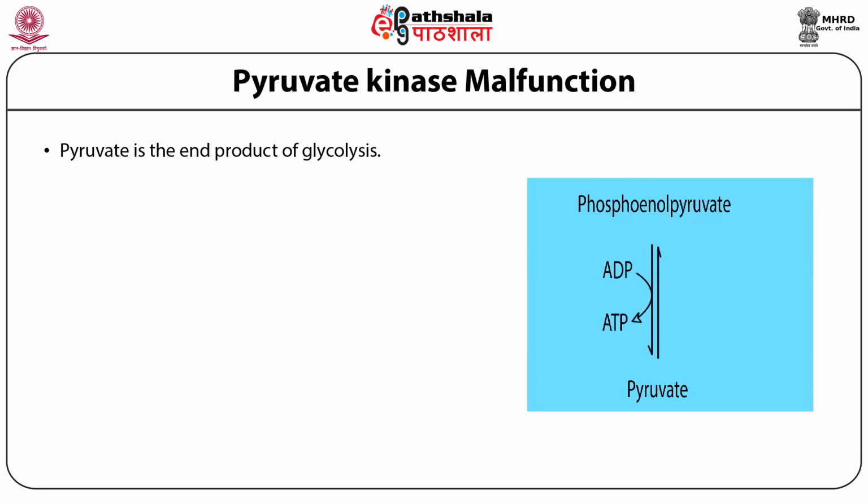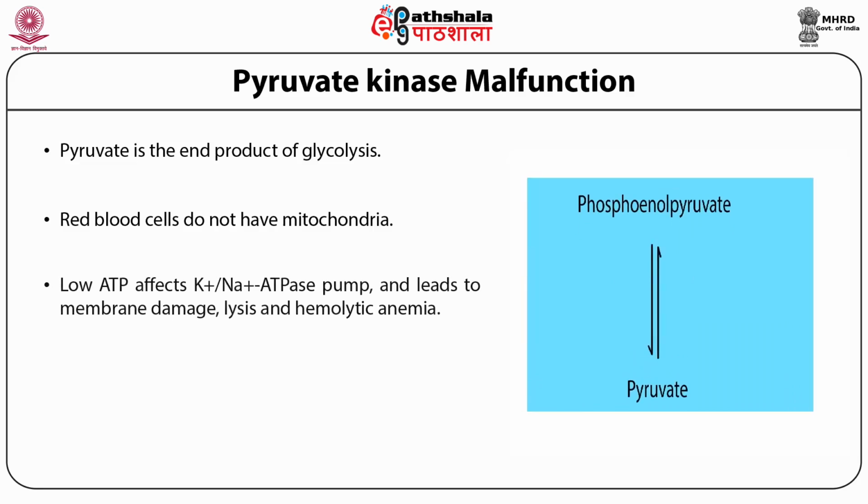Pyruvate kinase deficiency occurs. In red blood cells, there are no mitochondria. They are dependent on glycolysis for their energy requirement. So, pyruvate kinase deficiency causes low RBC glycolysis. This low ATP level affects the sodium potassium ATPase pump, which leads to damage to the membrane and lysis, and hemolytic anemia. It leads to abnormal accumulation of intermediates of glycolysis.